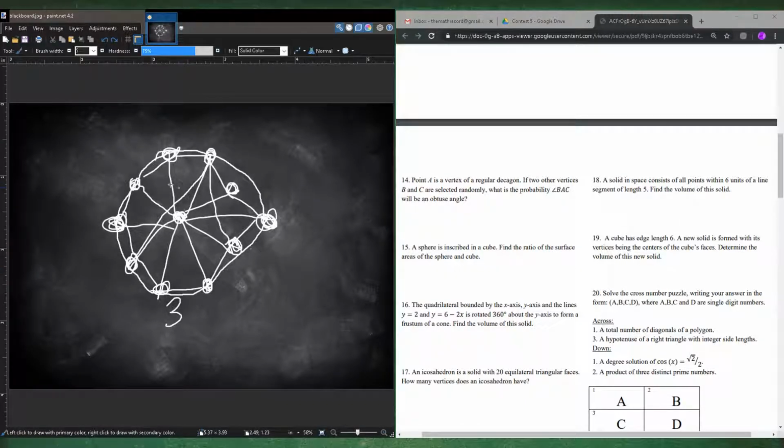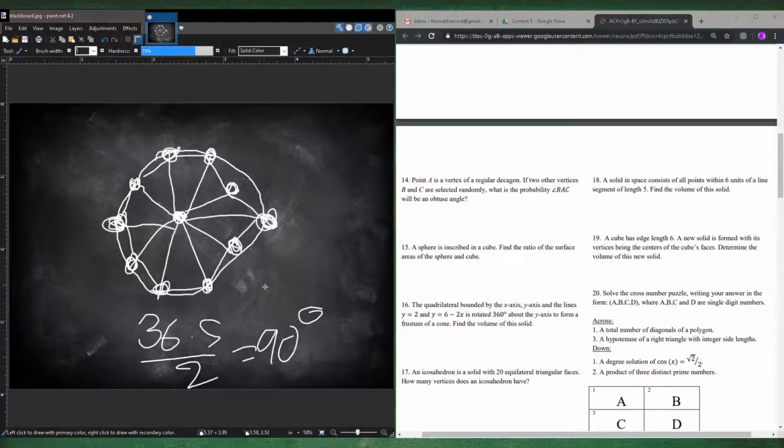So for it to be obtuse, it has to be greater than 5 of these points separated together. Because think about it, each of them is 36, and you have 5 of them, 180, and then you divide by 2, that's 90. So that's exactly 90. And for it to be obtuse, it has to be greater than 90. So we just have to find greater than 5 points away. So 6, 7, 8, etc.